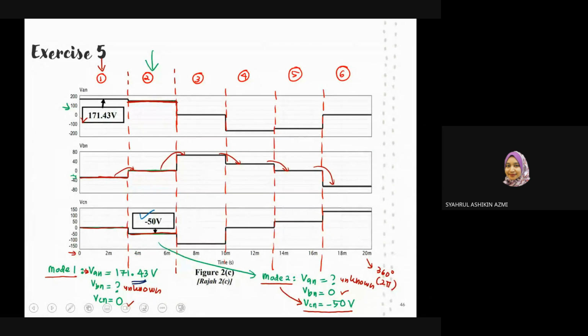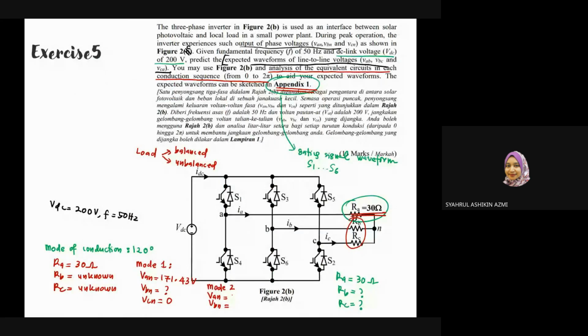Just now, VAN is not sure, so just put a question mark. VBN is 0. The VCN that has been given is negative 50 volt. Okay, so these are the information. From here, you need to identify the mode of conduction, whether this inverter is using 180 or 120.